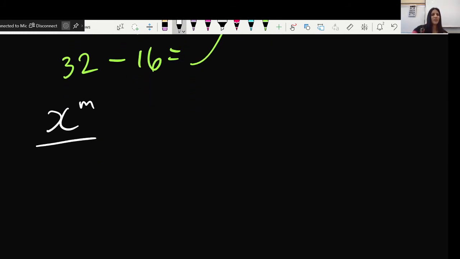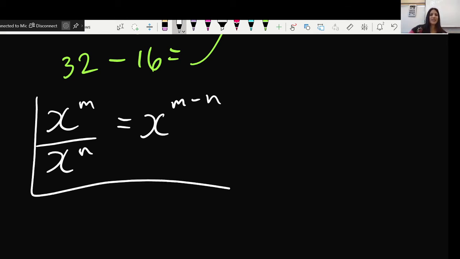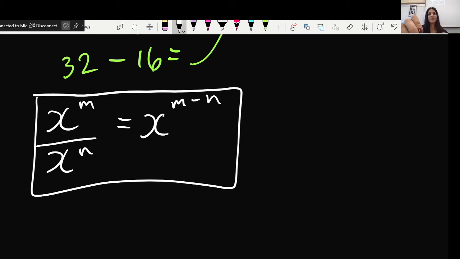If I have x to the m over x to the n, what is that the same thing as? Or what am I allowed to do with that? We call this the quotient rule. Not m times n, but m minus n. So this in this box is called the quotient rule. You don't really need to know what they're called, but I do need you to know what to do with them. So kind of makes sense. Like when you're multiplying something with the same base, we add the exponents. When you're dividing them, we subtract the exponents as long as the base is the same.